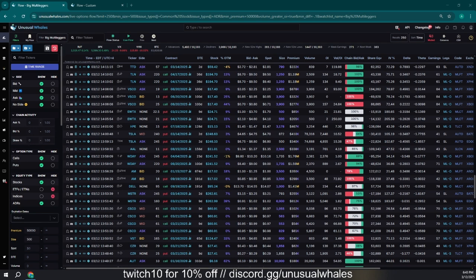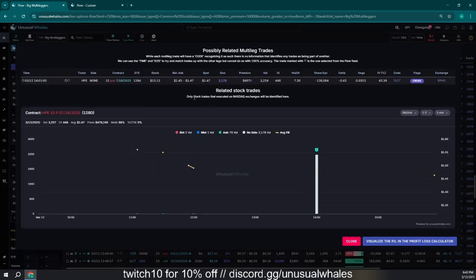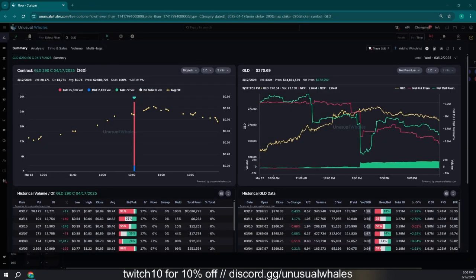In the case of multi-leg stock trades, the related stock trades will only be available if they were executed on a NASDAQ exchange. Another way you might interact with the concept of multi-leg trades is through the contract charts and historical volume and open interest data. The percentage of contracts that were multi-leg trades for any contract is shown here.